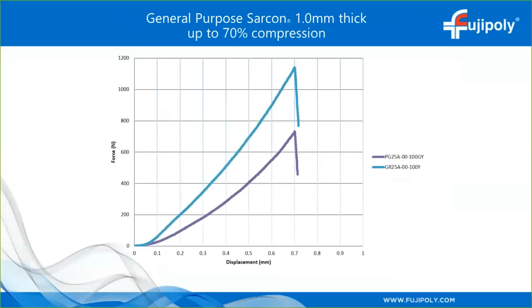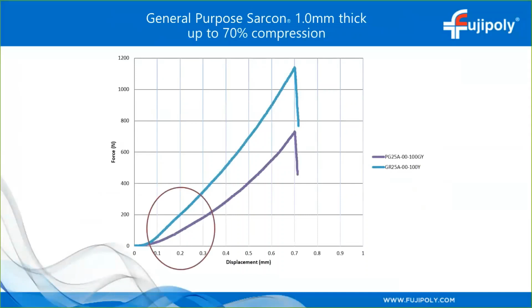Okay, so now we'll actually get into the compression curves. We're going to look first at the PG25A and the GR25A. In each of the following curves, you'll be seeing compression ratios of up to 70% of the original thickness, and then we're allowing 1 minute for the material to relax and recording the drop in load in the duration of that 1 minute.